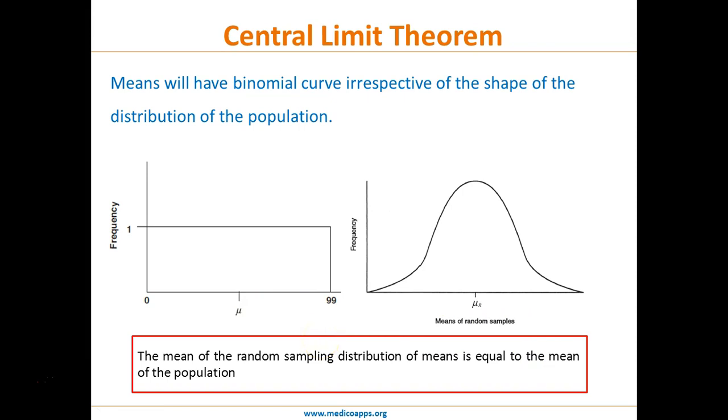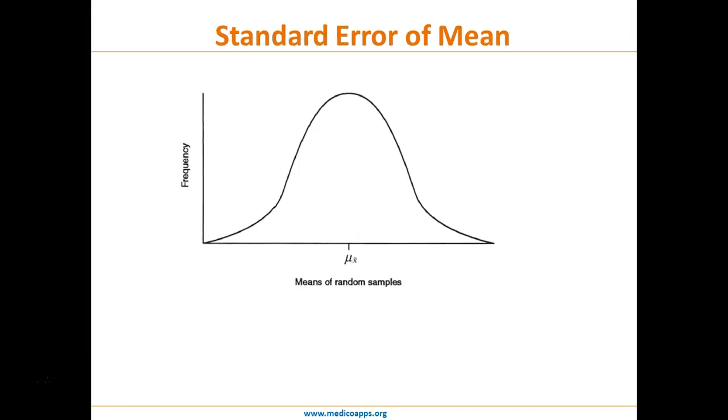I know it's a little confusing at this stage, but let's see the application and you will understand more. So there is something called standard error of mean. Now, if you remember any distribution curve, you used to have standard deviation. Standard deviation in the case of means of random samples is called standard error of mean. Standard error of mean is nothing but the standard deviation divided by the square root of the sample size. So you know the standard deviation and you know the sample size, so you can calculate the standard error of mean.